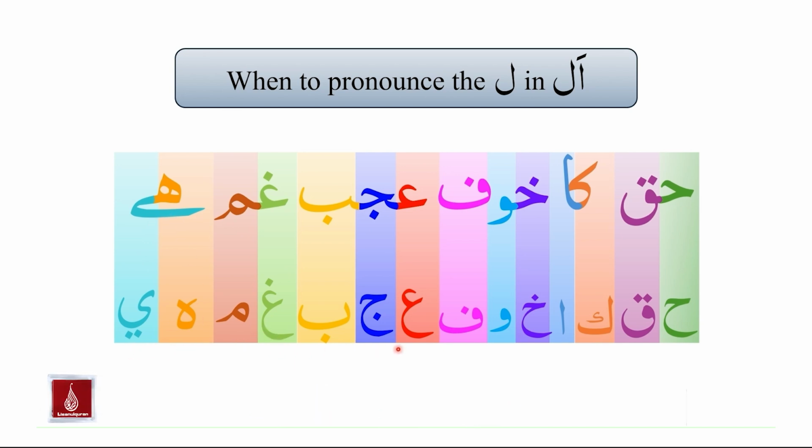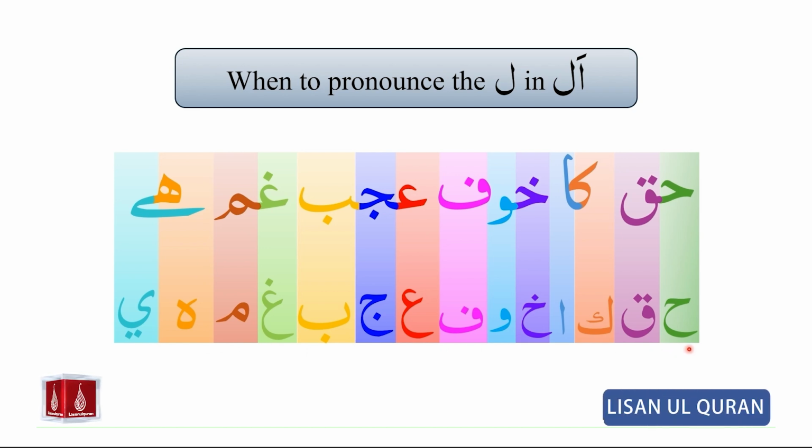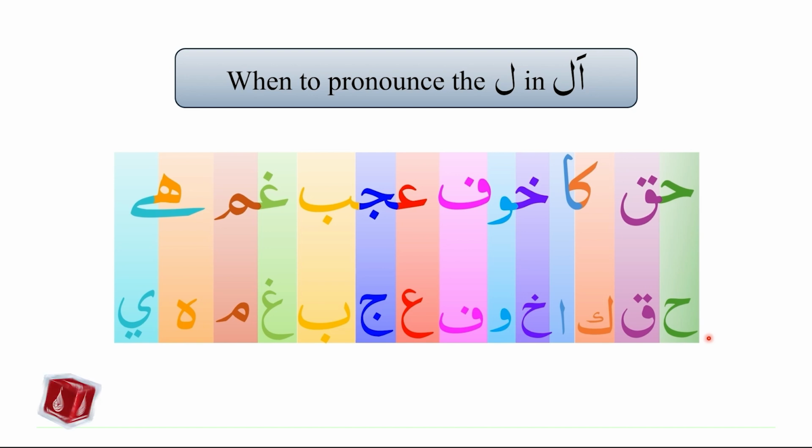So whenever these alphabets are involved, we need to pronounce the lam in al. The total number of these alphabets is 14. And as we recall, huruf al-hija are 28 in number. So this statement sums up half of huruf al-hija. Again, if we can, it will be very beneficial to remember this statement. Haq ka khauf ajab gham hai.